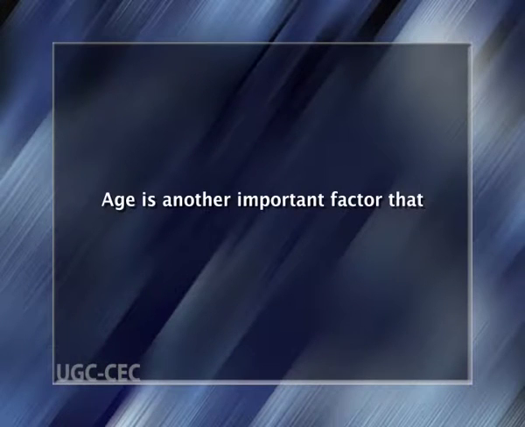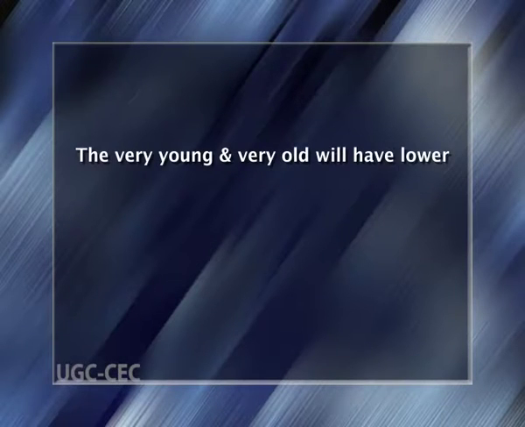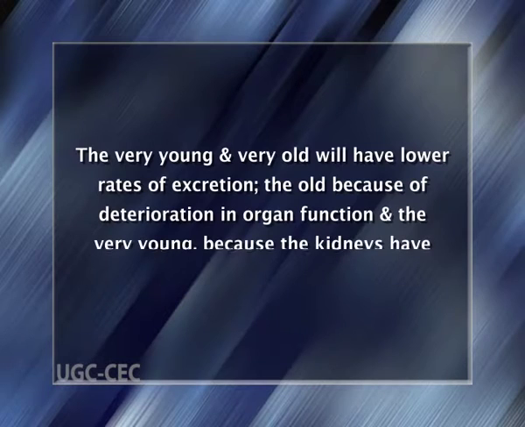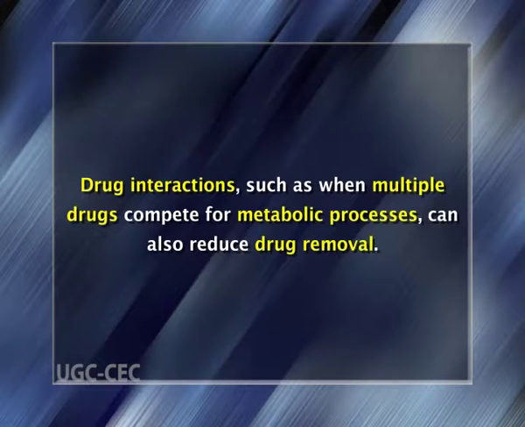Age is another important factor that affects excretion. The very young and very old will have lower rates of excretion, the old because of deterioration in organ function and the very young because the kidneys have not reached full maturity. Doses often require reduction in these patients. Drug interactions, such as when multiple drugs compete for metabolic processes, can also reduce drug removal.